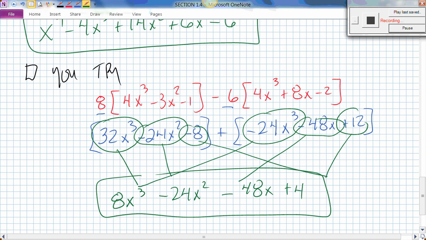All right, take a look at the answer here. You should have got the same thing I did. I got 8x to the 3rd minus 24x squared minus 48x plus 4, and is my answer in standard form? Yes. All right, did we get it right? All right, very nicely done.